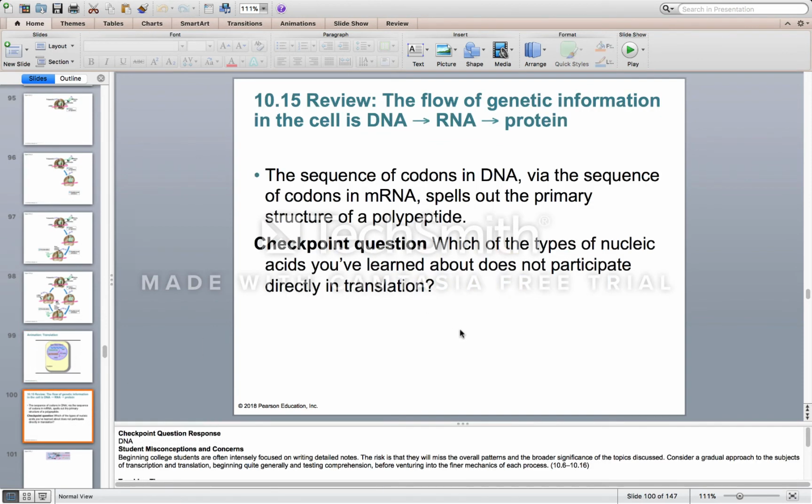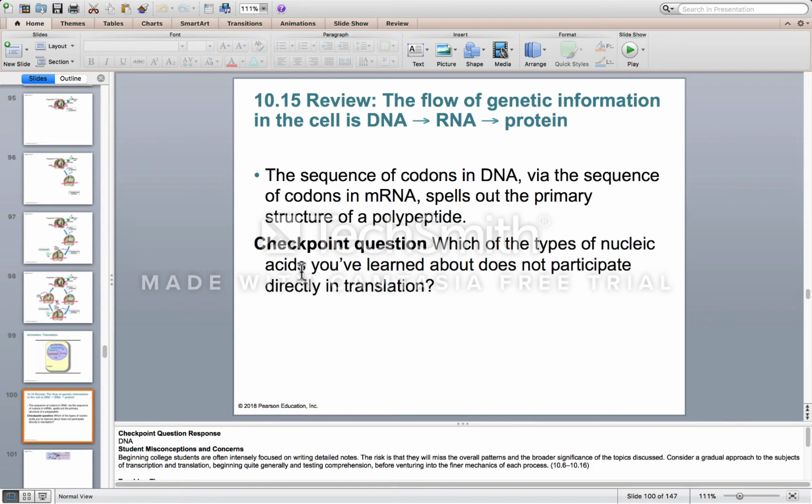Okay, good job. So DNA is transcribed under the process of transcription into messenger RNA. The message is translated into a protein. So the sequence of codons in DNA via the sequence of codons in mRNA spells out the primary structure of a polypeptide. Okay, that's a sequence of amino acids known as a polypeptide.